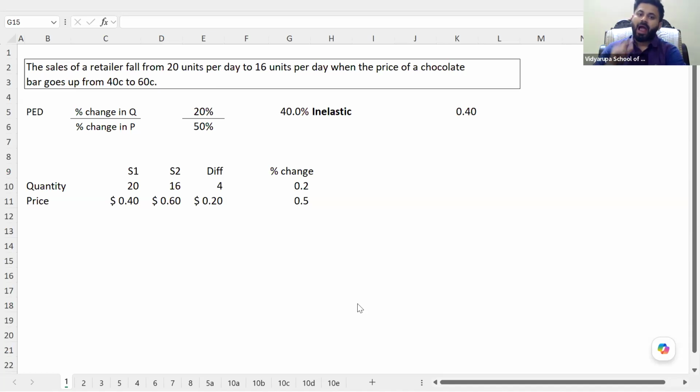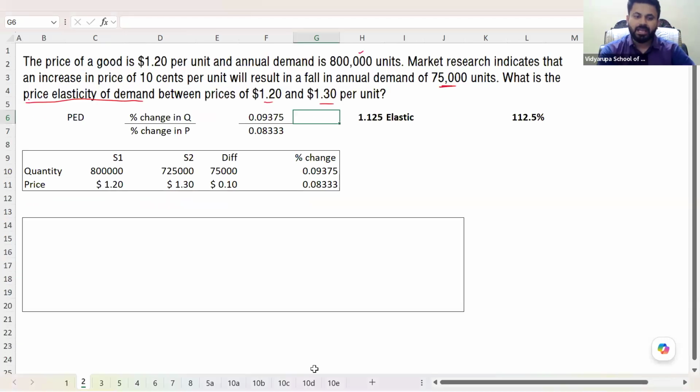Number one. And if it's elastic in nature, like the second case, 112.5 or 1.125, that means when the price, the denominator, changes, the numerator will change at a much higher percentage. The numerator will change at a much higher percentage. That's what it means to us. So this too, I hope you got the point.